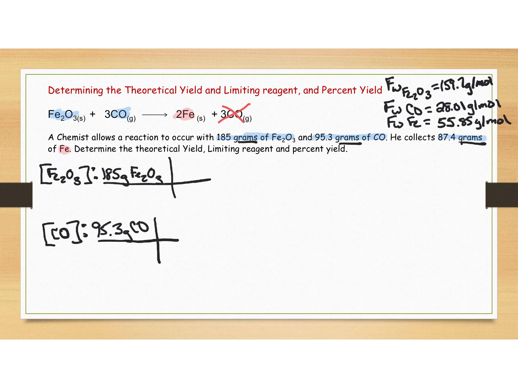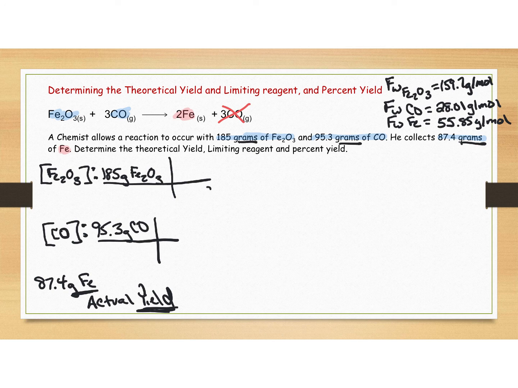I am given a third number, 87.4 grams of iron. What is this number? This number is going to be my actual yield, right? They're going to give me my actual yield. He collects 87.4 grams. That means he did the reaction, and this is how much he collected, right? It's our job to determine what that theoretical yield is.